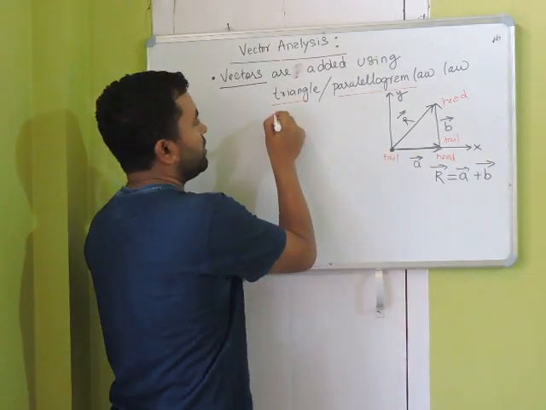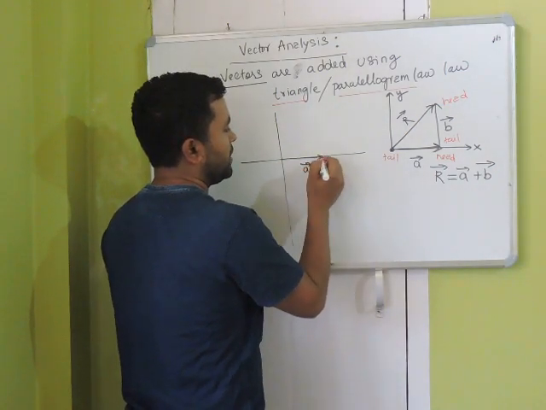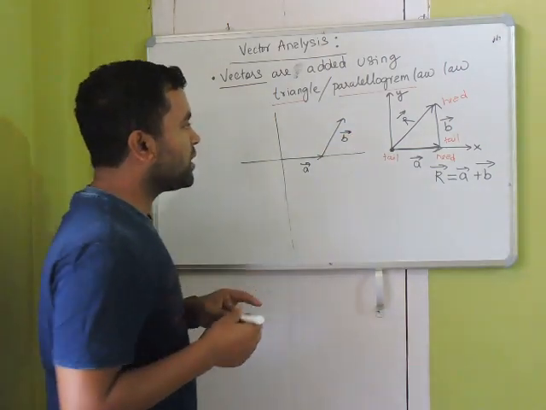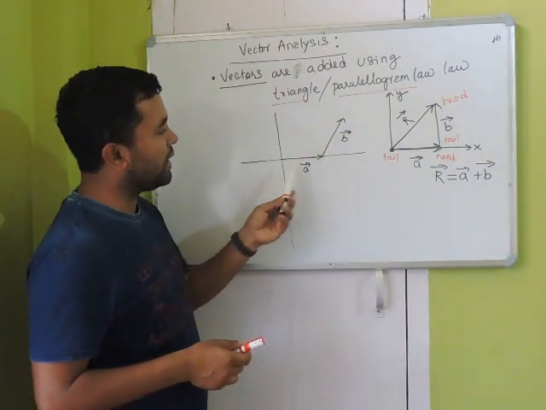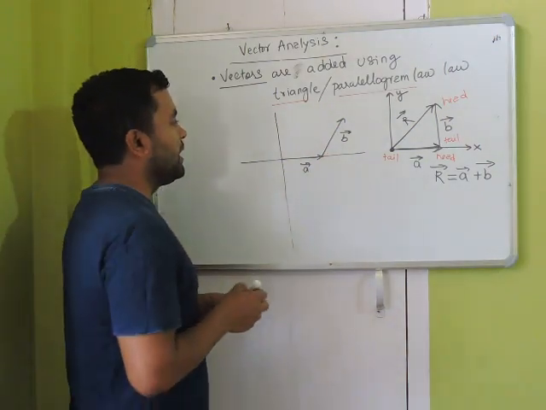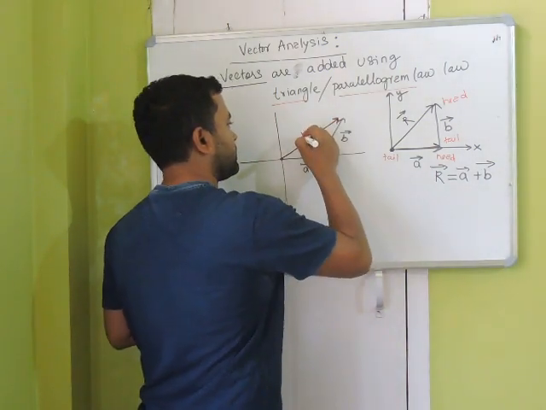Now what if you have moved in this way? Suppose you moved by A and you moved by B in this direction. Again you can see these two can be represented as adjacent sides of a triangle taken in order. Then the resultant is again drawn from here to here.